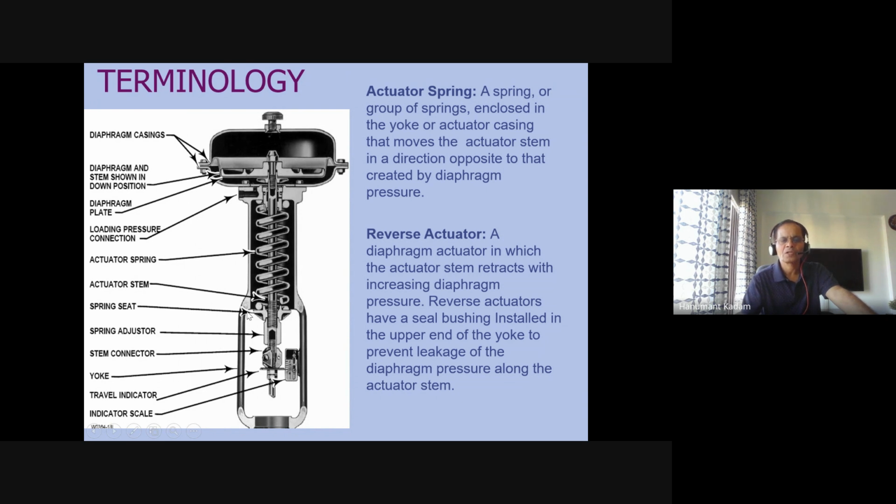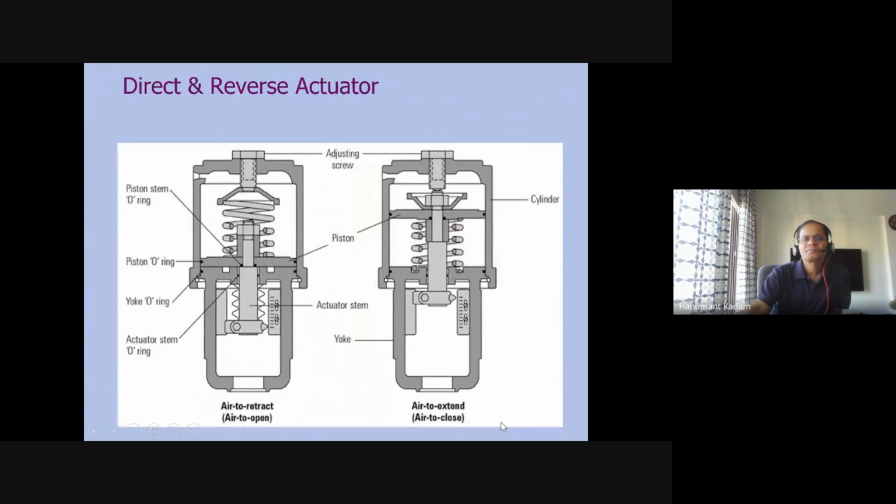Yoke. The yoke is the outside part. This shape is called a yoke. This is the travel indicator, as I have shown, where you can see externally how much the valve is open. Indicator scale here. So these are the main parts in the valve. Types of valve: direct or reverse actuator are also available, air to open and air to close. You see here the air to open valve, and this is the air to close. That depends on your air connections, from where you are giving the air to the valve.